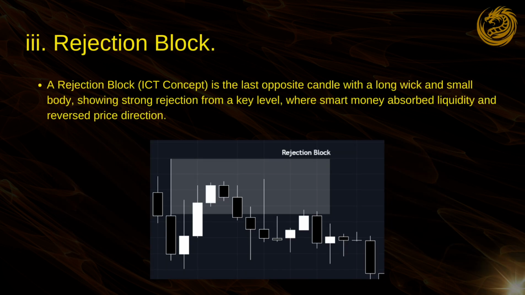Rejection block and order block are quite similar. The only difference is the rejection block is the last opposite candle with a long wick and small body, showing strong rejection from a key level where smart money absorbed liquidity and reversed price direction. So as you can see in the example, the candle has a very long wick and it is marked by a rejection block, and when the price retraces back into this zone of a rejection block, it immediately goes down.